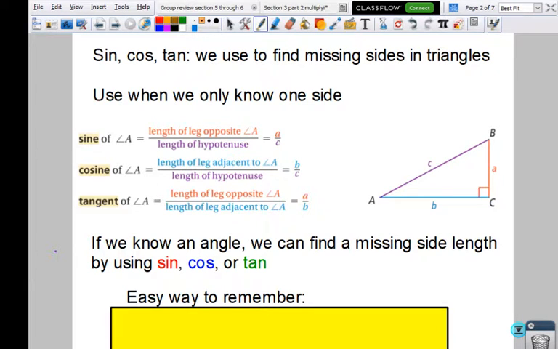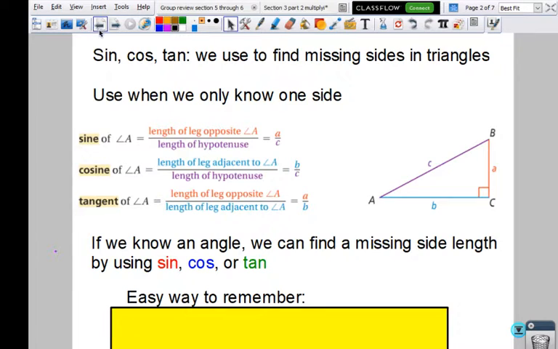Okay, so for our random Smarter Balanced review, we're going to look at sine, cosine, and tangent. You've done these before, so we're going to review them. Hopefully it won't take too long. We use sine, cosine, and tangent to find missing sides of triangles, and we use them when we only know one side.